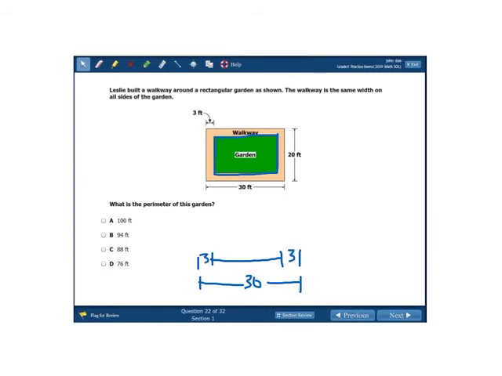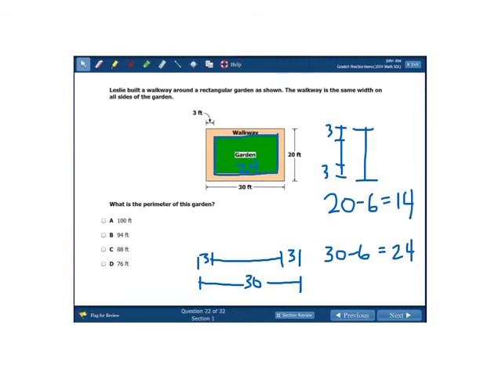So that means that for this length, it's 30 minus 6. So the length is actually 24. Okay, so the length of my garden is 24. The width of my garden is that 20, and again, take away the 3 on each side for the walkway. So that's 20 minus 6, that's 14. So this side is 14.